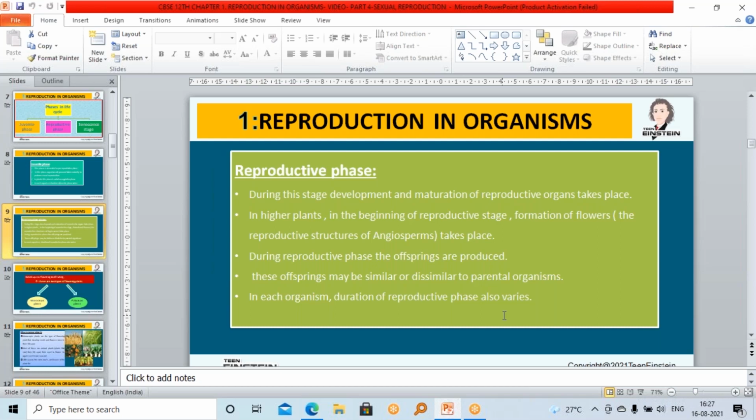And during the reproductive phase, all organisms will reproduce or produce offsprings, the young ones or their babies, right? The offsprings which are produced may be similar or dissimilar. That is the difference between sexual reproduction and asexual reproduction. In sexual reproduction, there will be different offsprings. But in asexual reproduction, there won't be any difference between the offsprings.